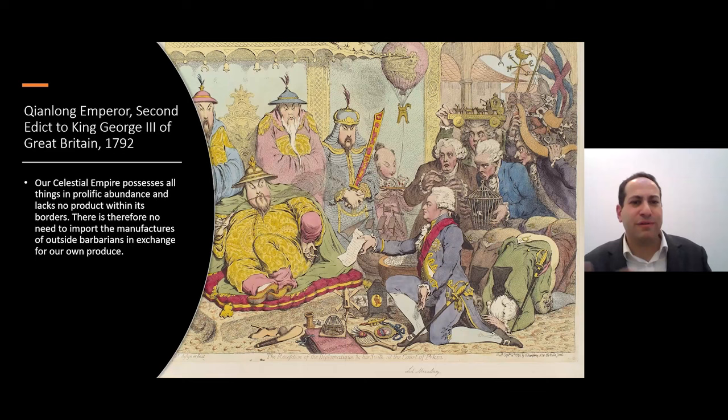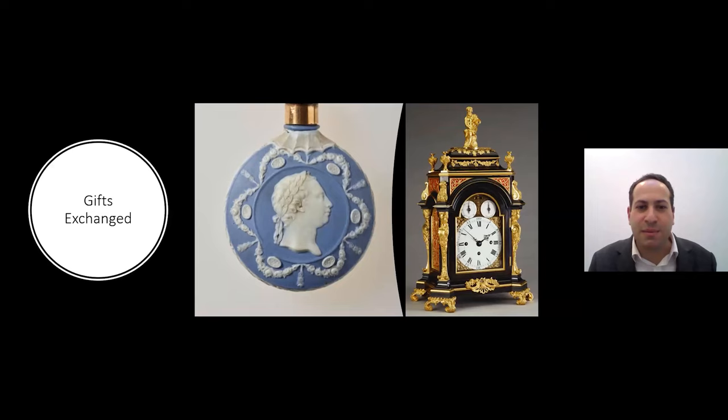And the Qianlong emperor very famously responded, he said, "Our celestial empire possesses all things in prolific abundance and lacks no product within its borders. There is therefore no need to import the manufactures of outside barbarians in exchange for our own produce." To an extent, he was quite right. Some of the gifts that were given included Wedgwood porcelain. Compared to Chinese porcelain being produced at this time, Wedgwood is, in my opinion, vastly inferior. But one thing that the Qianlong emperor and the Qing emperors in general really liked were clocks.